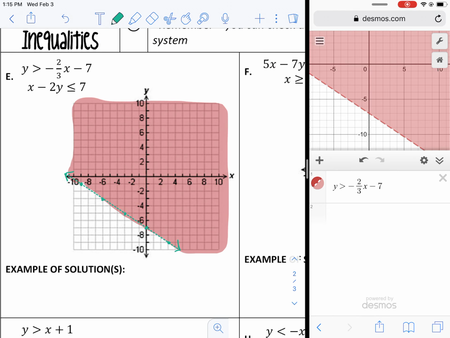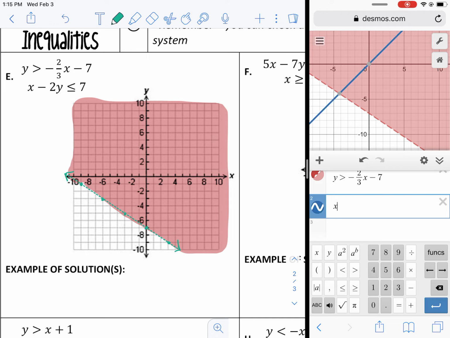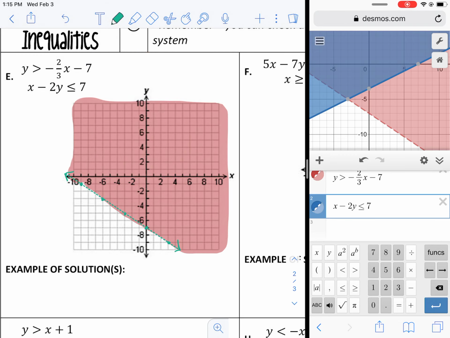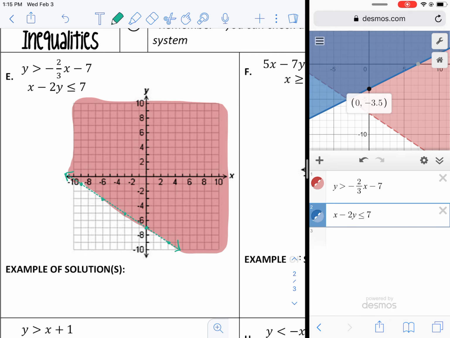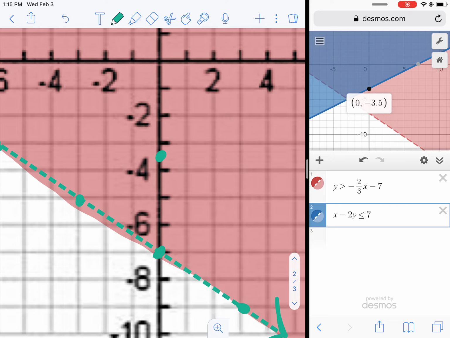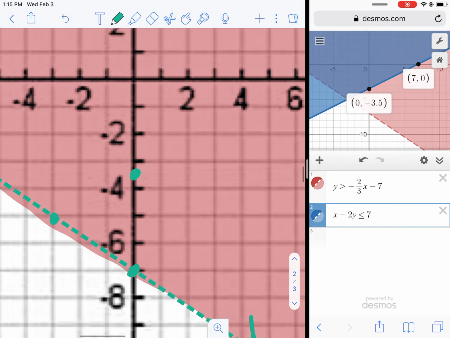The next thing I want to do is graph my second line. X minus 2y. This time it says less than or equal to, but the less than or equal to symbols are still down here. It's in the same row as the 1, the 2, and the 3 to the left. So it's less than or equal to 7. Now this time I've got a solid line. So I'm going to maybe use the green still here. Where's my y-intercept? Ooh, negative 3.5. And then over here, 7.